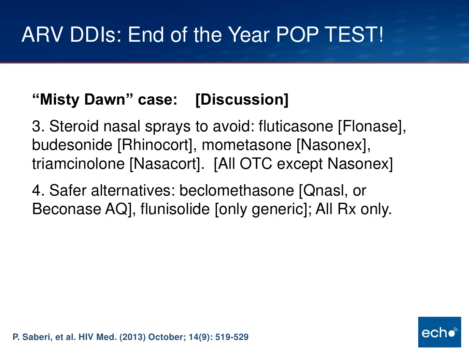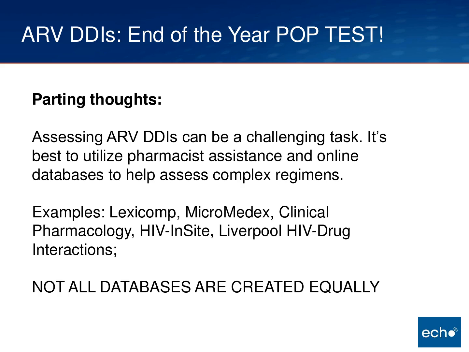Of the steroids available over the counter, and one is on prescription, those that we should avoid, of course, are fluticasone, budesonide, mometasone, triamcinolone, and all of those are OTC except for the Nasonex mometasone. The safer alternatives, as we've discussed before, are beclomethasone and flunisolide. So that concludes that case.